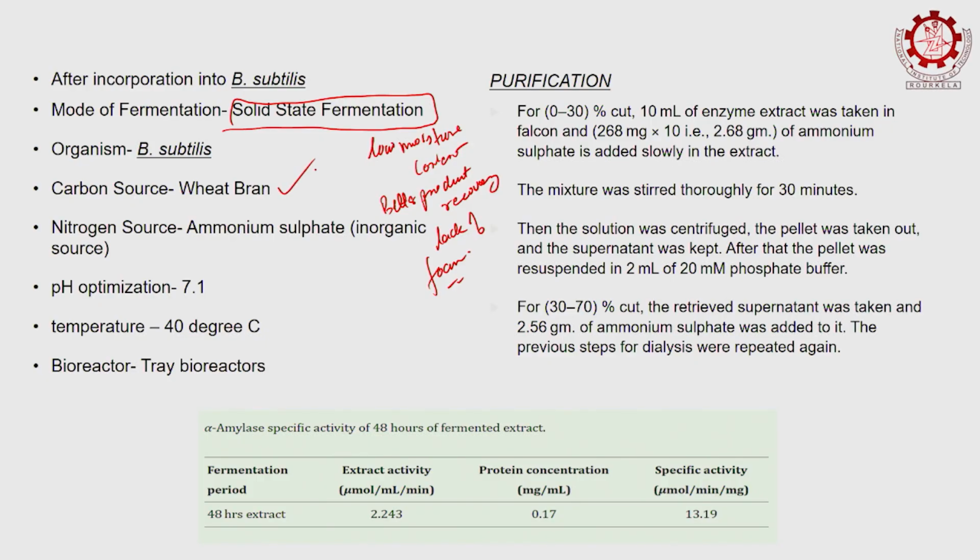In the study, we found that the optimized pH is 7.1 for the production of alpha amylase using Bacillus subtilis, and the temperature is around 37 to 40, but we found that the highest amount of alpha amylase production is around 40 degrees Celsius. And the bioreactor that we have used here is a tray bioreactor. Now, sir, can you change the slide?